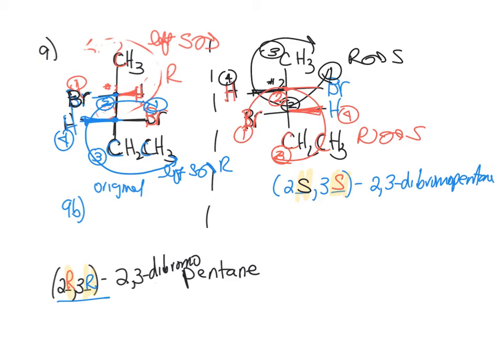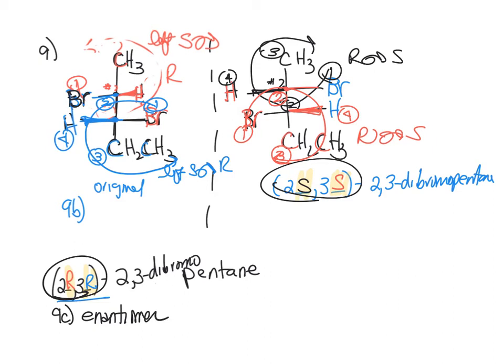Now for 9C. Based on your answer to 9B, determine if the mirror image is an enantiomer or the same as the original. So we got 2R, 3R, and 2S, 3S. An enantiomer, that's right.